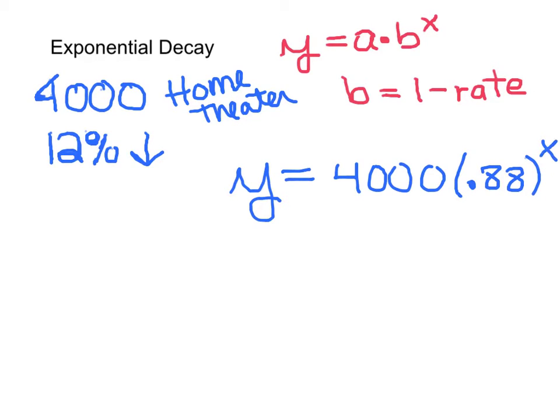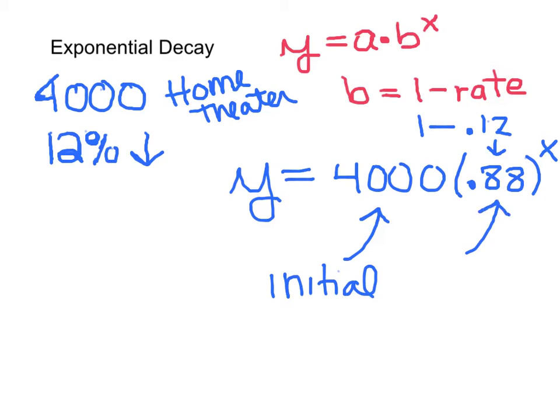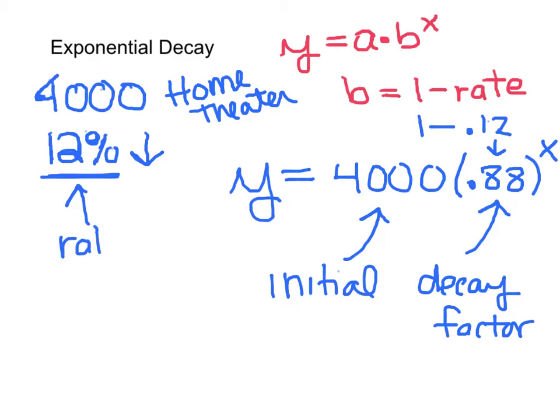So in order to work out an exponential decay problem, you need to take the 1 minus the 0.12 to get the decay factor. So this 4,000 is the initial amount, and the 0.88 is the decay factor, and the 12% is the rate of decay.